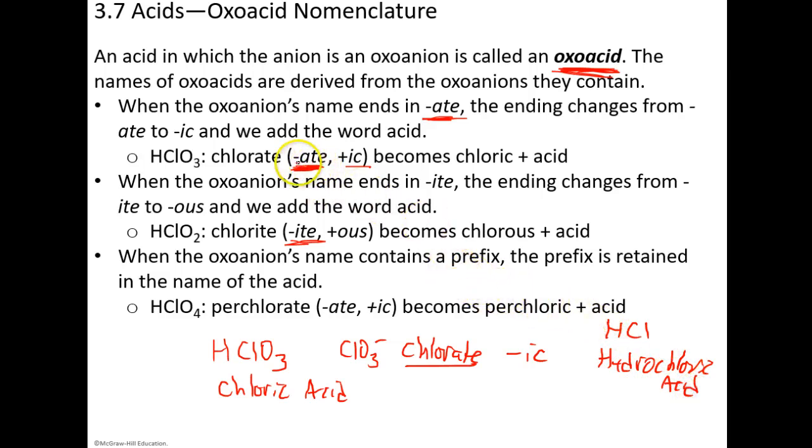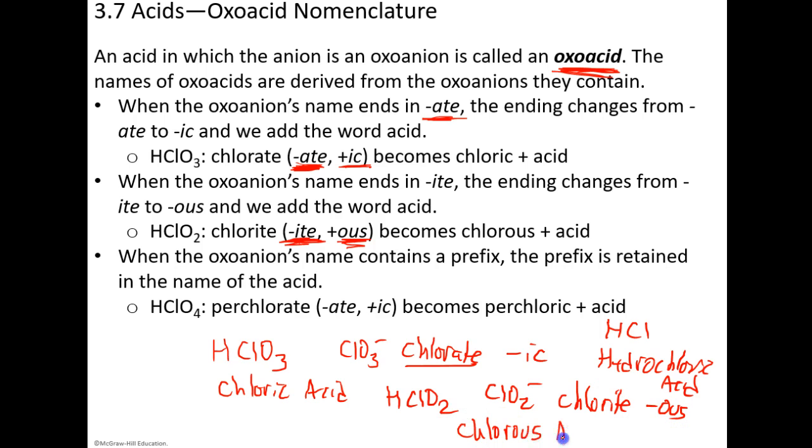If it's the ate version, you use ic, you do not use hydro. If it's the ite, you use ous. So HClO2 comes from the ClO2 minus ion, which is the chlorite ion. So we're going to name it in ous. So this is called chlorous acid. Either chloric acid, chlorous acid, or hydrochloric acid.